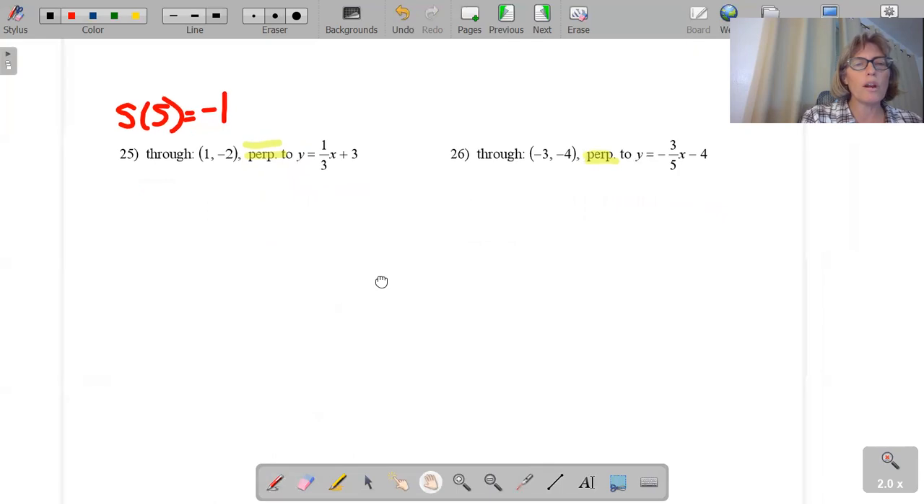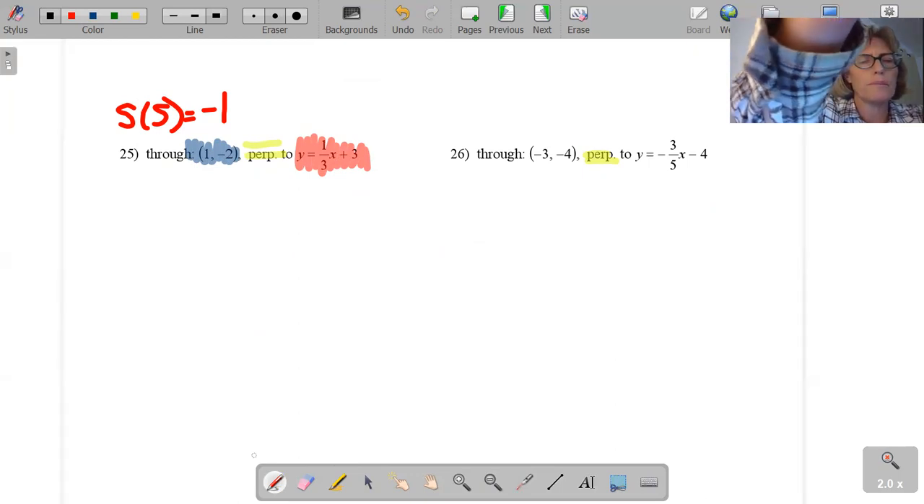I'm going to go ahead and do 25. It said we want the equation of a line which is perpendicular to this, what I'm going to call the given line. And then you're going to have a secondary line. It's going to go through this point, but be perpendicular. So I'm going to do a little quick sketch of that first one.